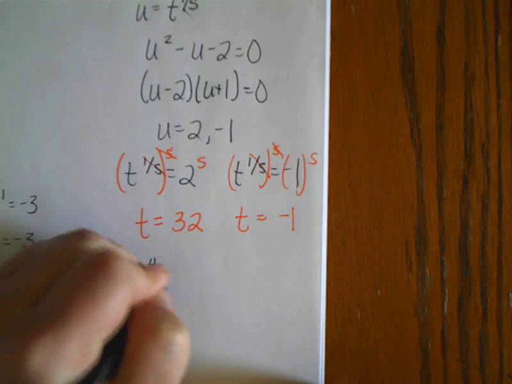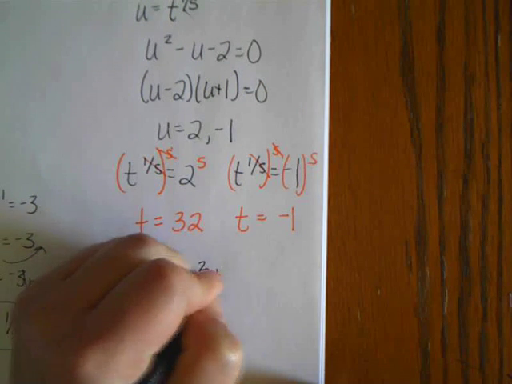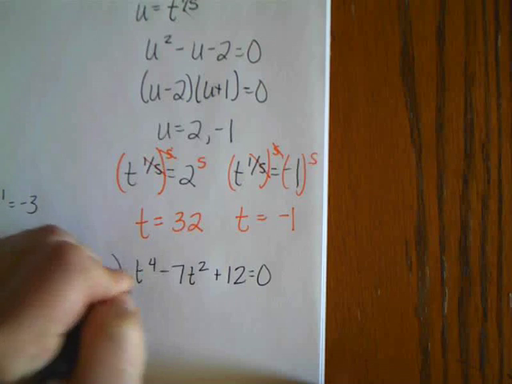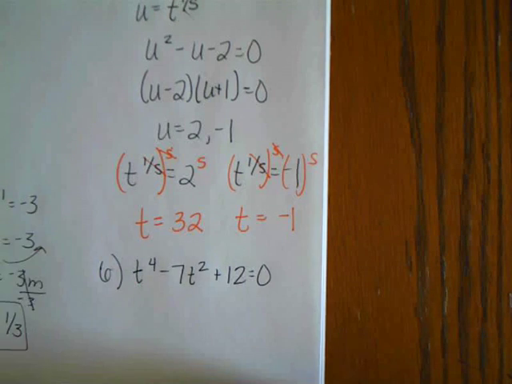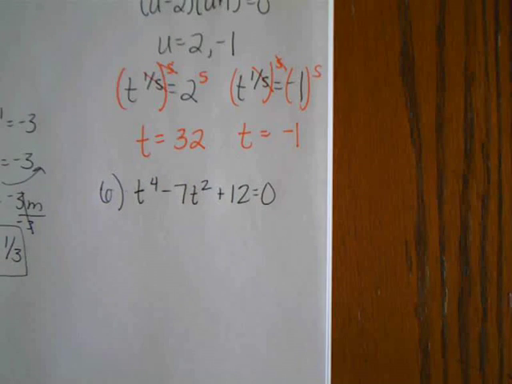Here's the last one for you to try, that I will be checking for points in class. T to the 4th minus 7t squared plus 12 equals 0. Please go ahead and give that a shot.